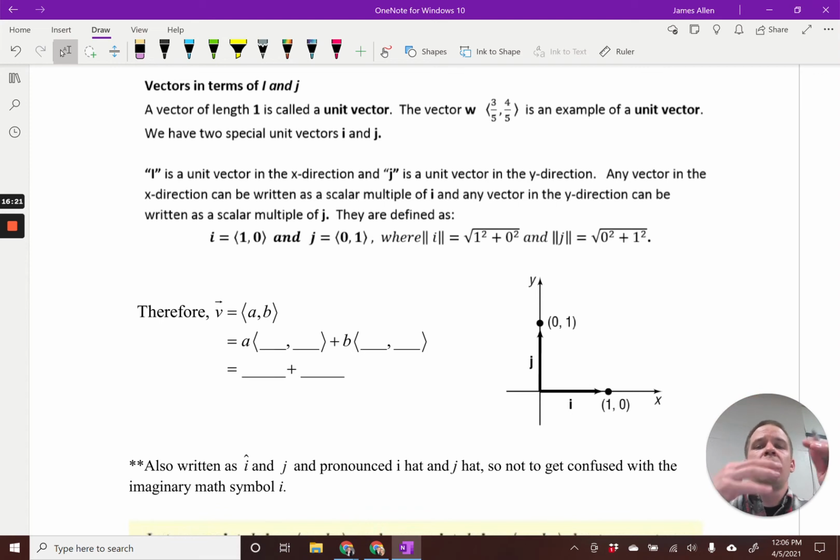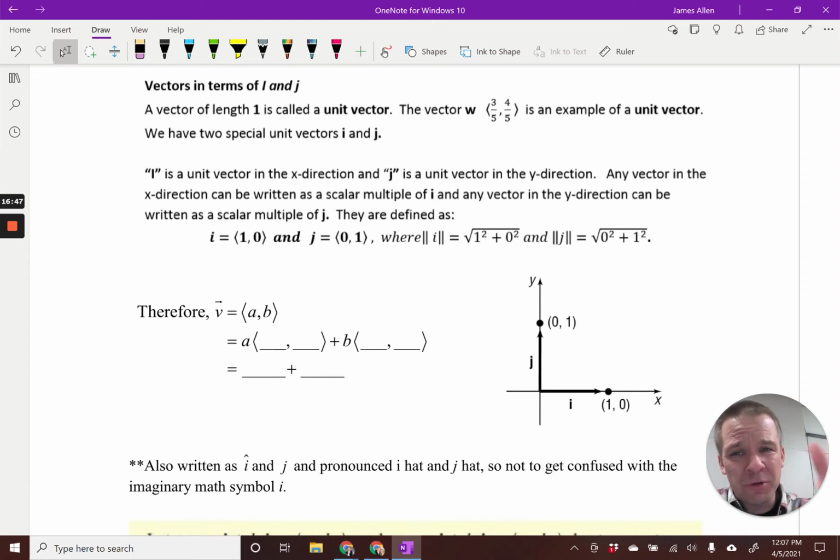We can also write vectors in terms of i and j, i not being the imaginary i. Something different. First off, a vector with length 1 is called a unit vector. For example, vector w being 3/5, comma, 4/5 is an example of a unit vector. If we were to find the magnitude of that vector, it would be equal to 1. That's considered a unit vector.